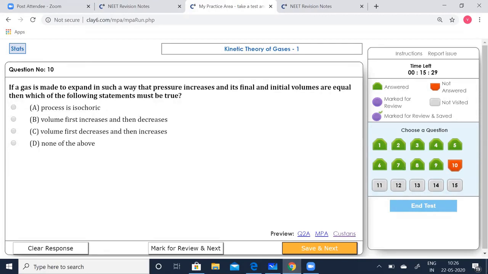So the 10th question: if the gas is made to expand in such a way that pressure increases and its final and initial volumes are equal, then which of the following is true? You can see that the process is isochoric. Volume first increases and then decreases. Volume first decreases and then increases. None of the above. All right. If the gas is made to expand such that the pressure increases and its initial and final volumes are equal, which of the following must be true?